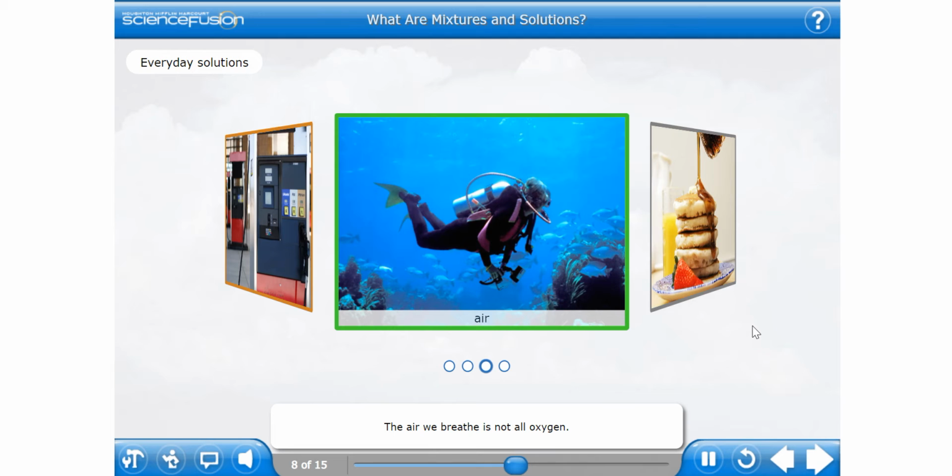The air we breathe is not all oxygen. It's a solution of nitrogen, oxygen, and small amounts of other gases. There is air in this diver's tank. All of the gases are spread evenly throughout the tank. If they weren't, the diver wouldn't get a bit of oxygen in every breath.